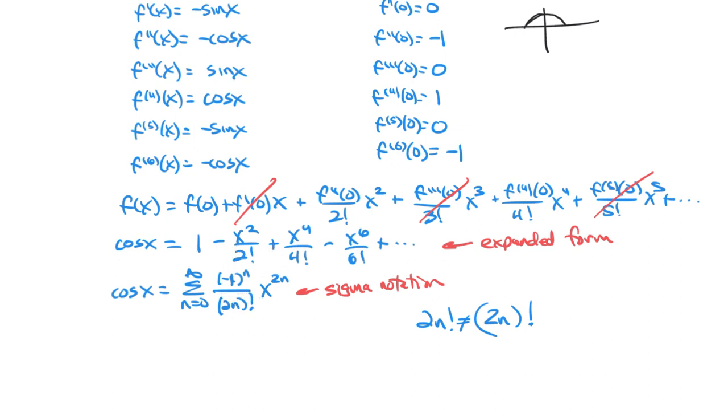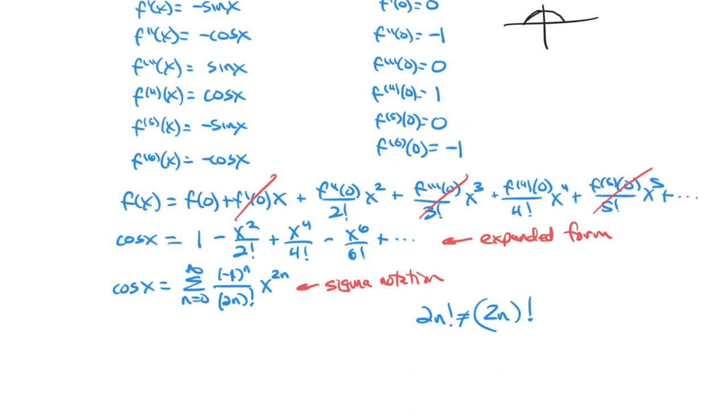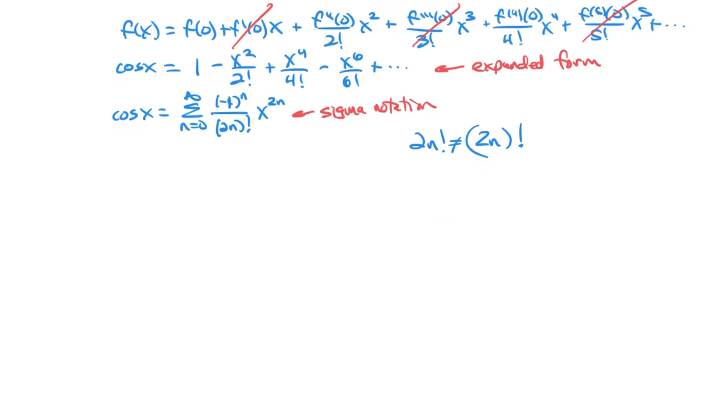Okay, and then the question asks us to find the radius of convergence. So let's try it out. Let's find the radius of convergence. So this will be like what we did in section 11.8, right? The radius of convergence. So we have to use the ratio test.